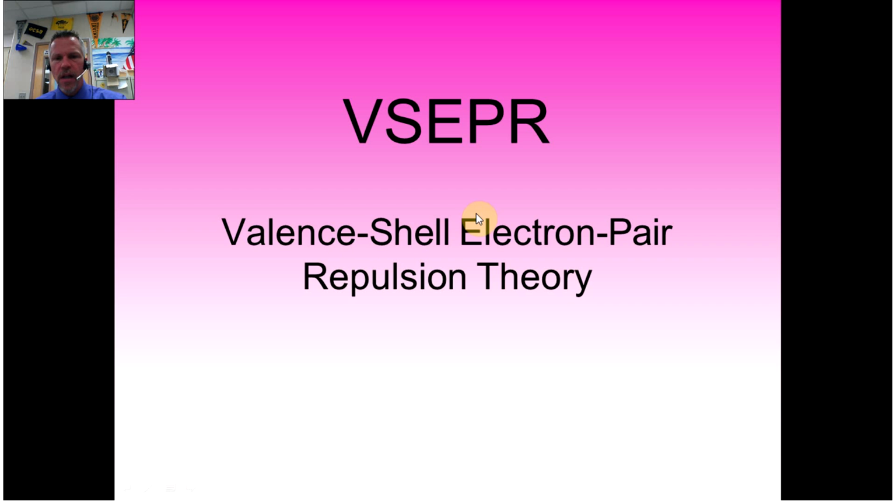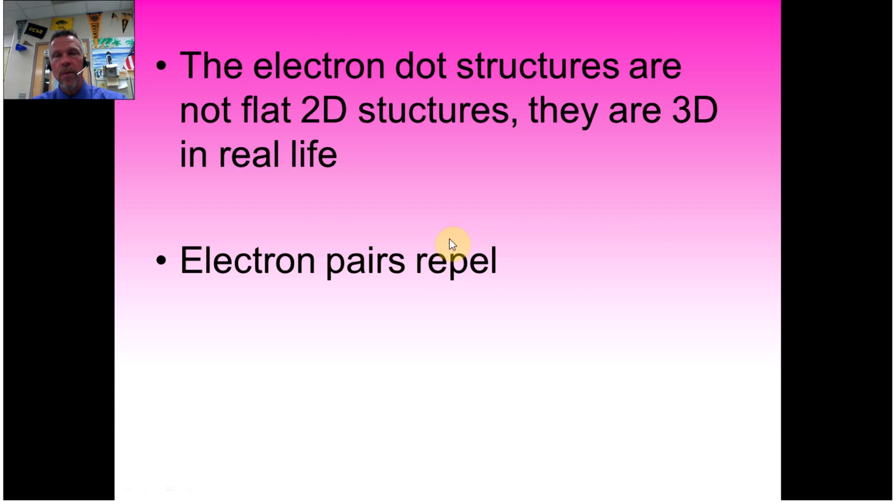So valence shell electron pair repulsion theory is a theory that describes how electron pairs repel one another, the electron pairs in a valence shell repel one another to help a molecule take its shape. So what we're really going to be talking about here is the shape of molecules. Now, when we draw a structure for a molecule on the whiteboard or on a piece of paper, it's a two-dimensional structure, right? Because it's flat. The paper or the whiteboard is flat. But of course, the molecule isn't really two-dimensional, it's three-dimensional.